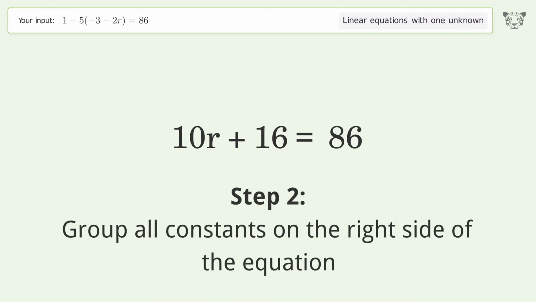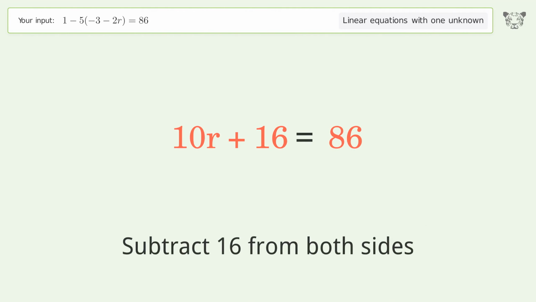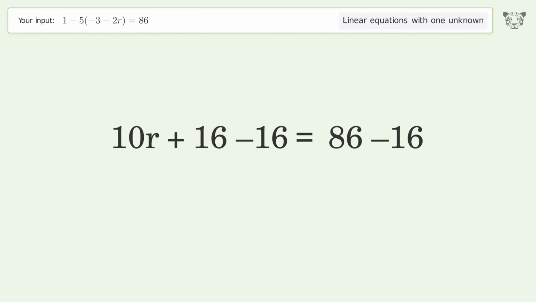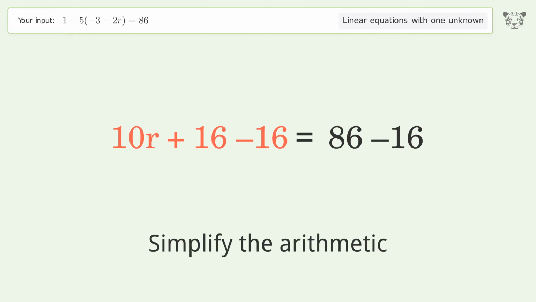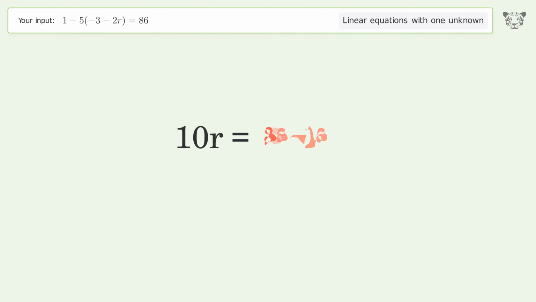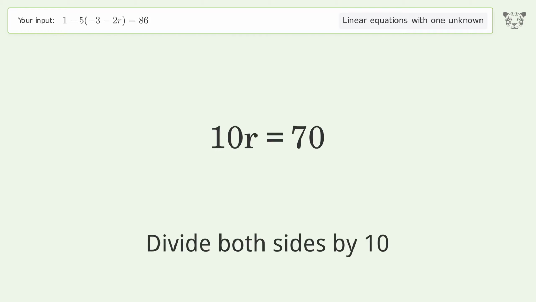Group all constants on the right side of the equation. Subtract 16 from both sides. Simplify the arithmetic. Isolate the r. Divide both sides by 10.